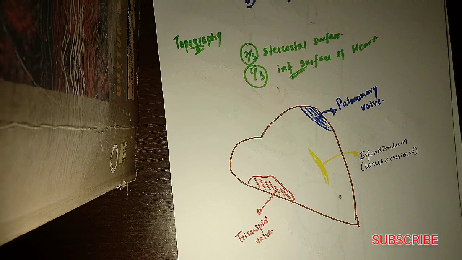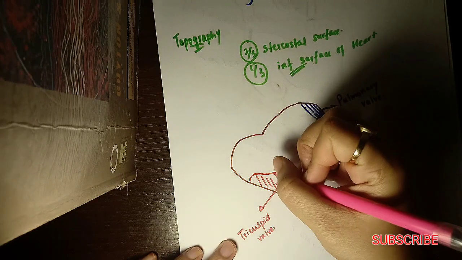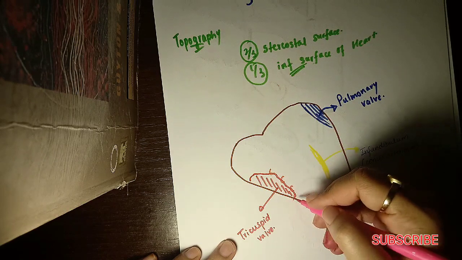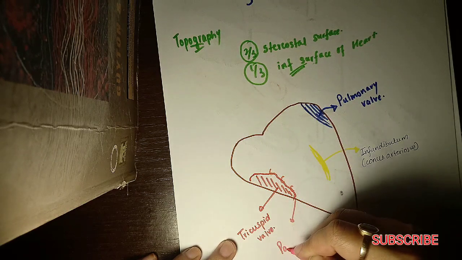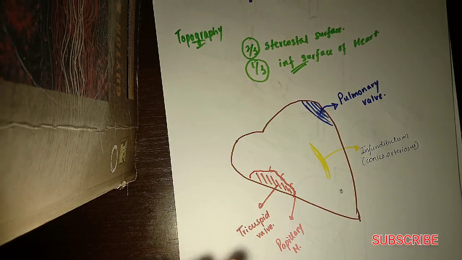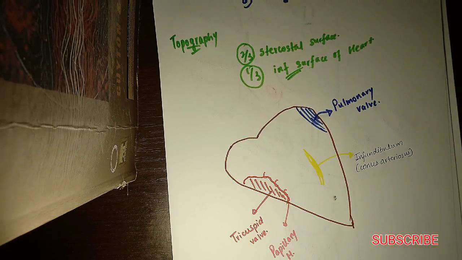The valve must be supported by some muscles which are located in the right ventricular wall. The first muscle that is attached to the tricuspid valve, attached like this, is known as the papillary muscle.